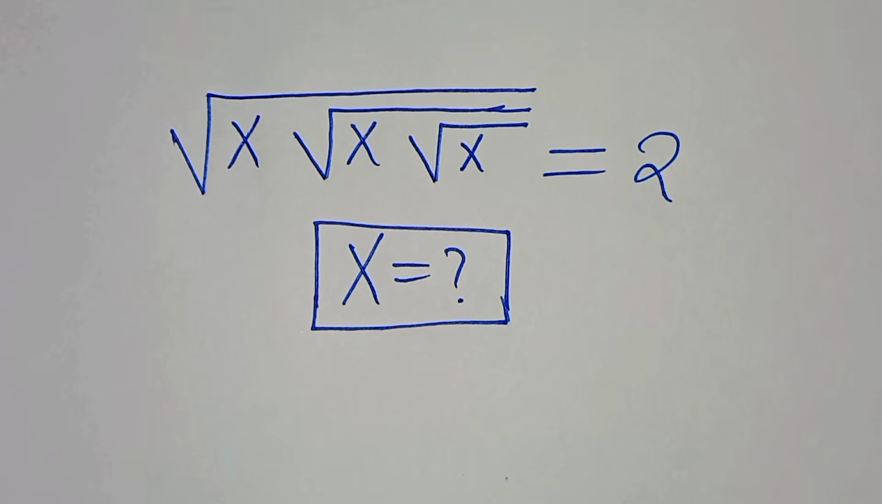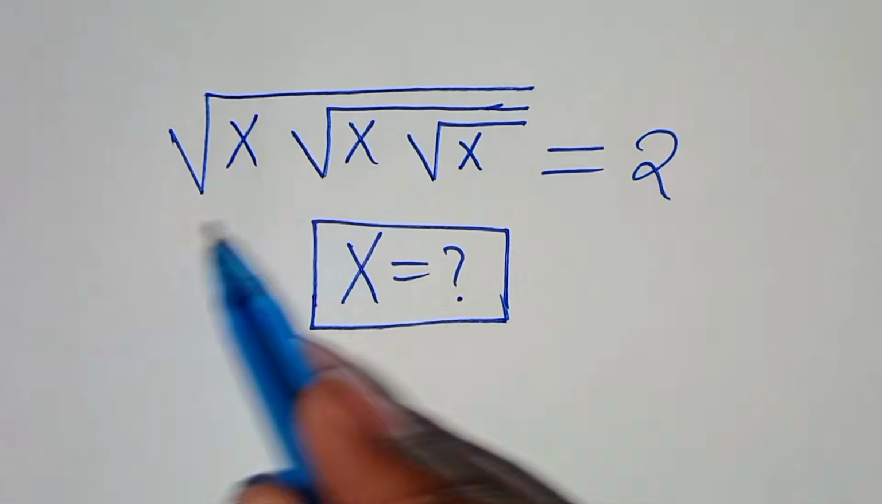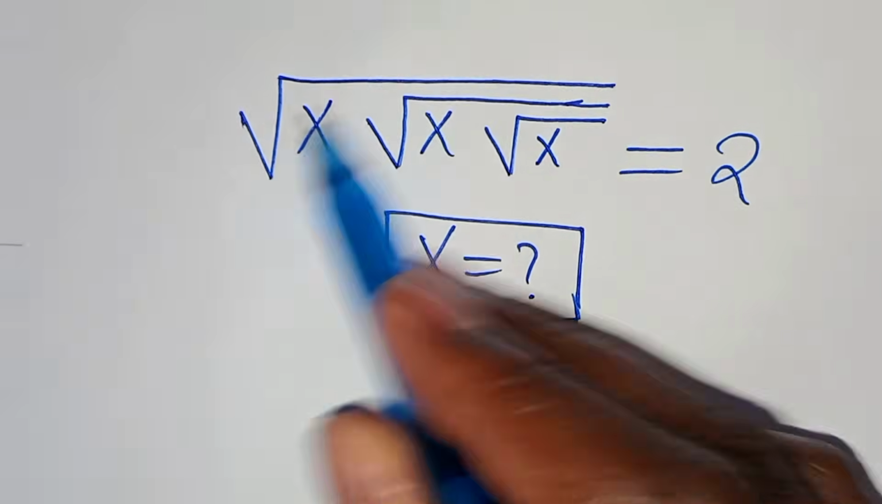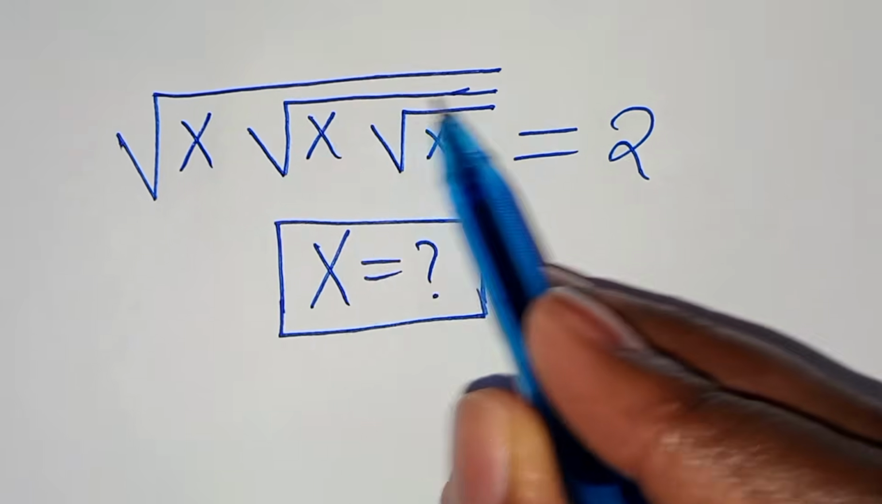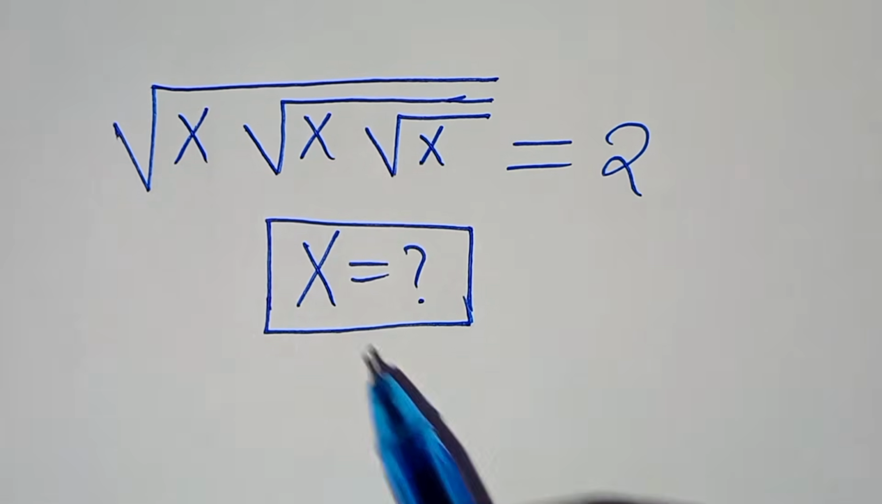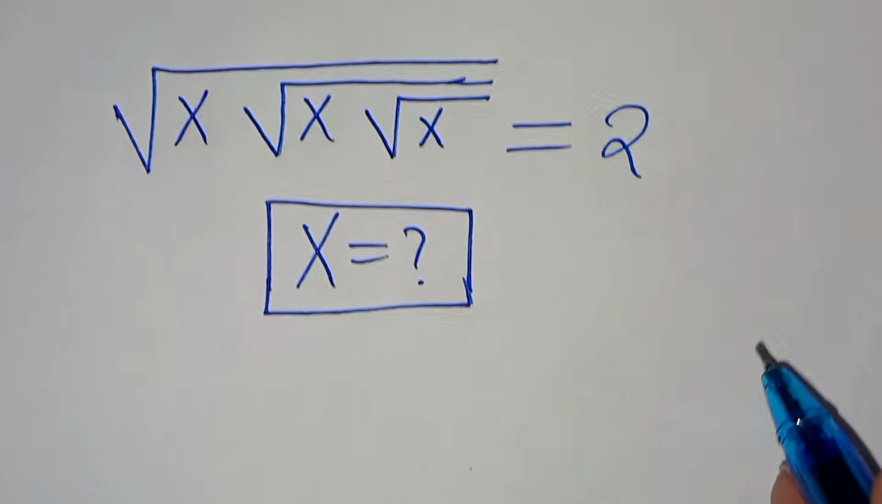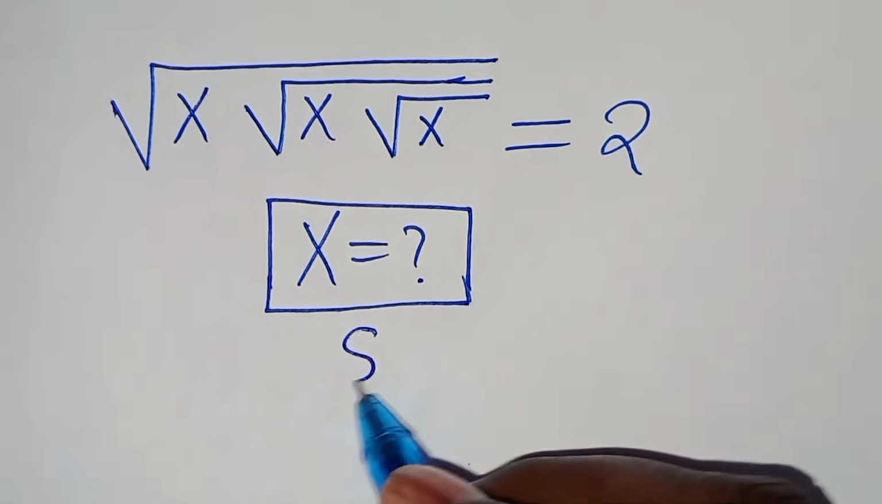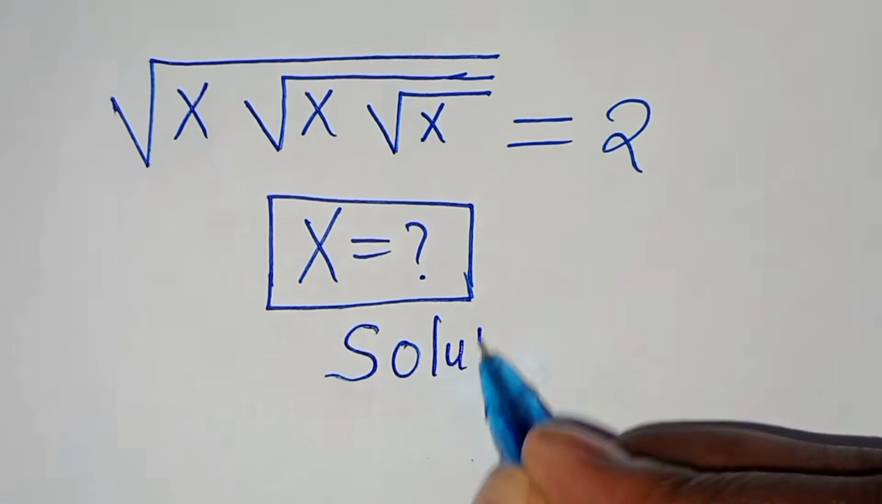Hello everyone, you're welcome to solve this nice square root math problem: the square root of x times square root of x times square root of x is equal to 2. So what is the value of x? Now let's provide a solution to this math problem.